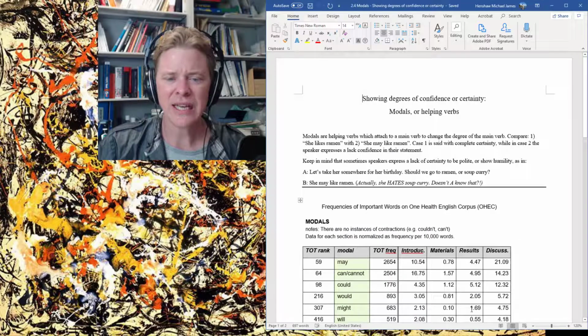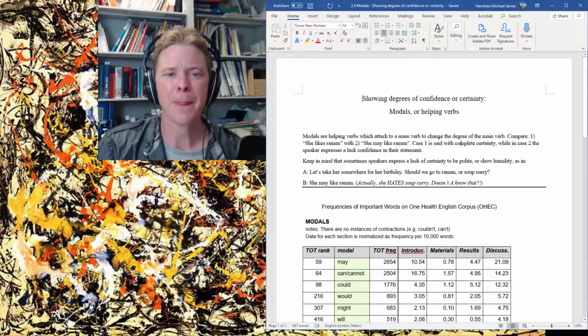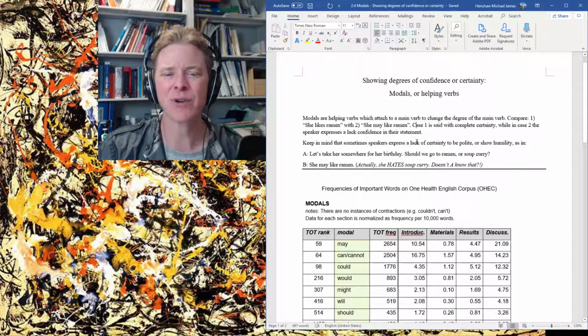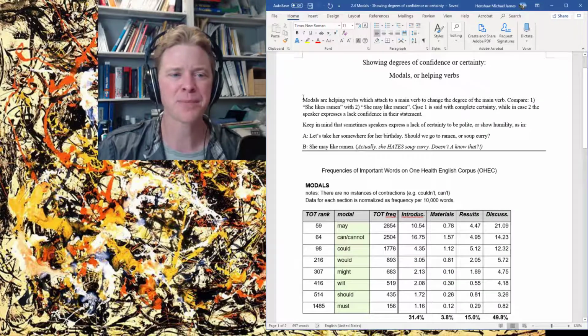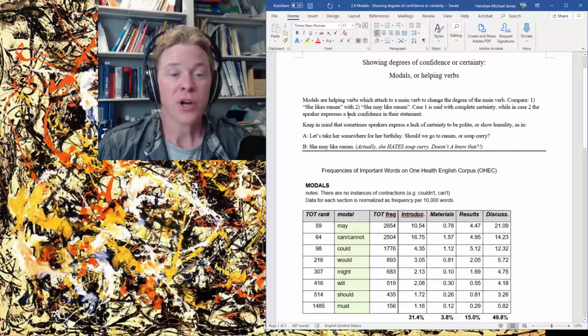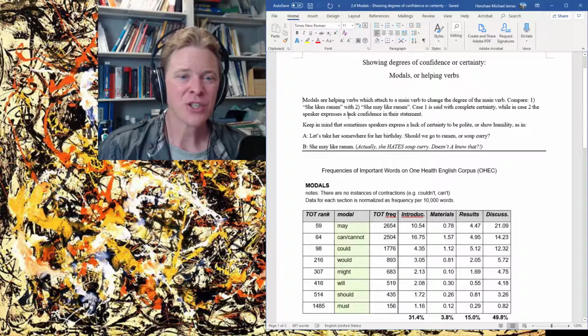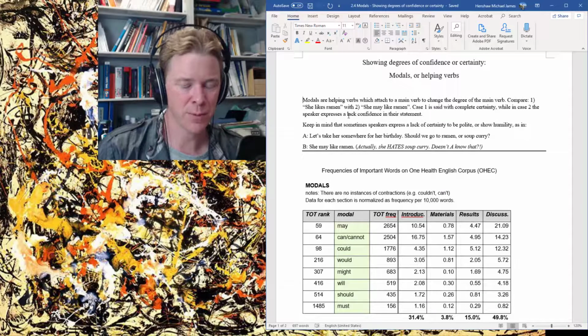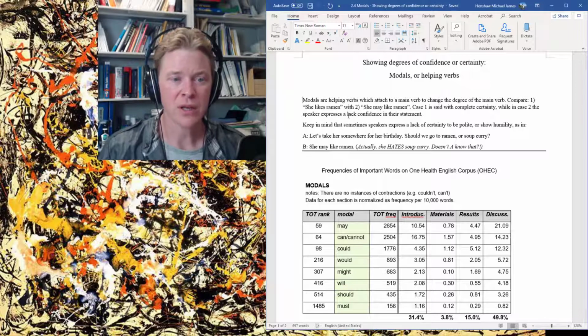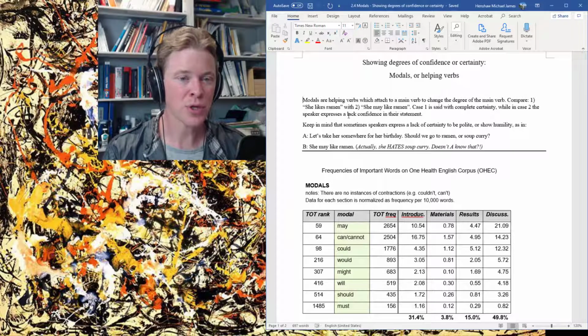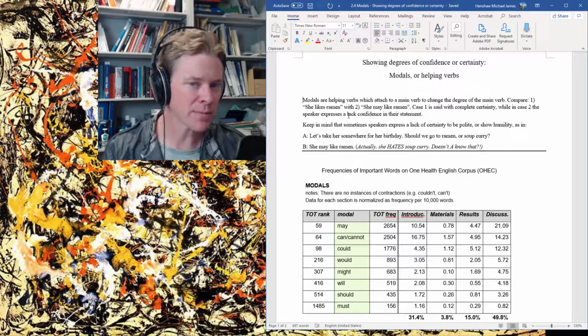Okay, let's get into some more detail. I've got some more data on modal verbs, and I've got another little bit of an introduction here that comes from a slightly different angle, but let's read it again. Modals are helping verbs which attach to a main verb to change the degree of the main verb. Compare number 1, she likes ramen, with number 2, she may like ramen.